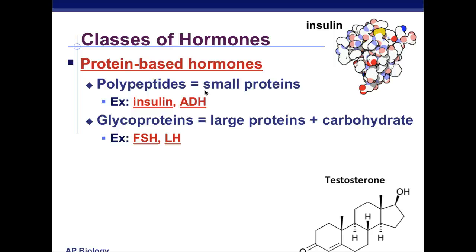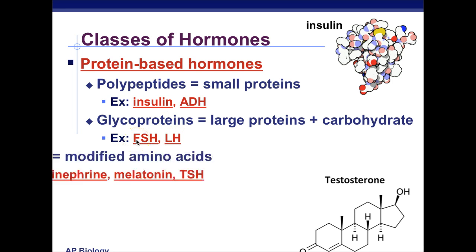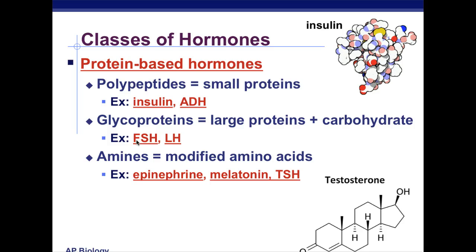Glycoproteins, so large proteins that have carbohydrates attached to them. These are things like follicle stimulating hormone, FSH, and luteinizing hormone, LH, which are very essential in the menstrual cycle. And then amines, so modified amino acids. So individual amino acids can actually act as hormones and signaling molecules.